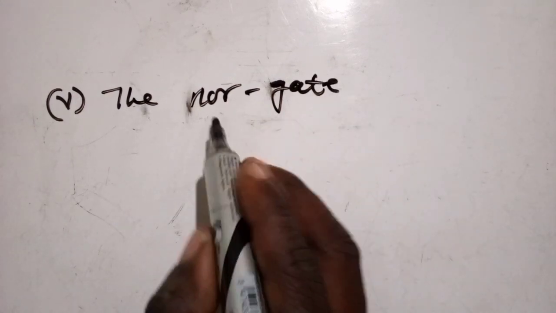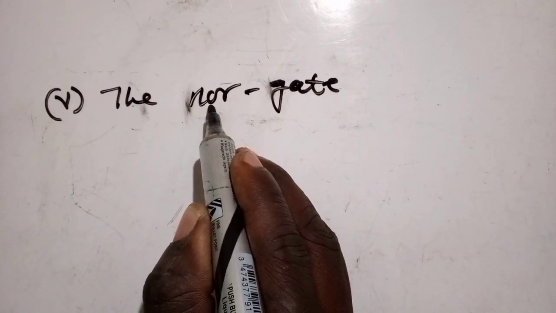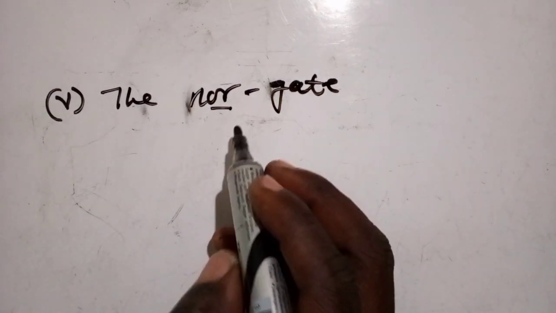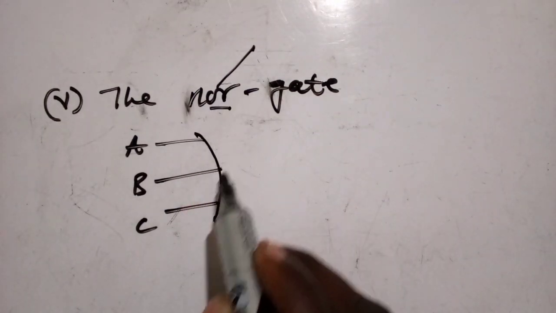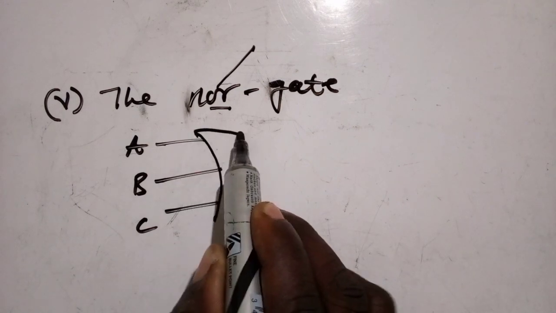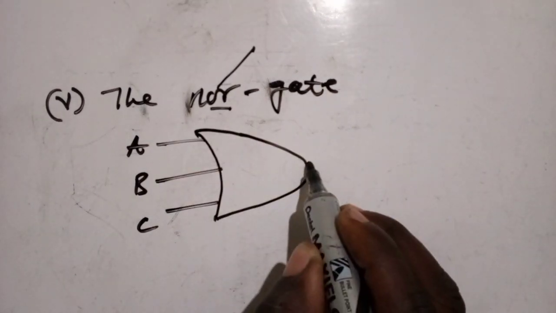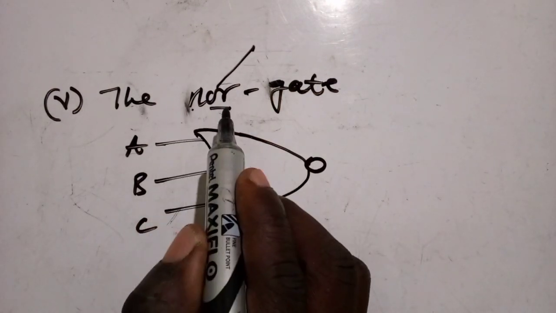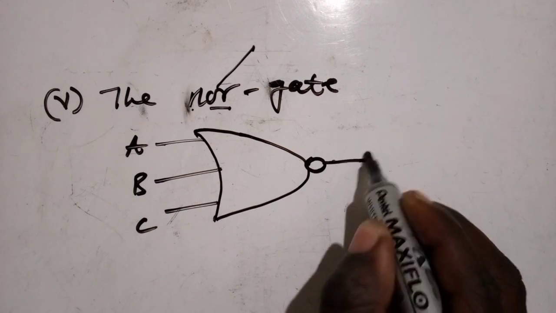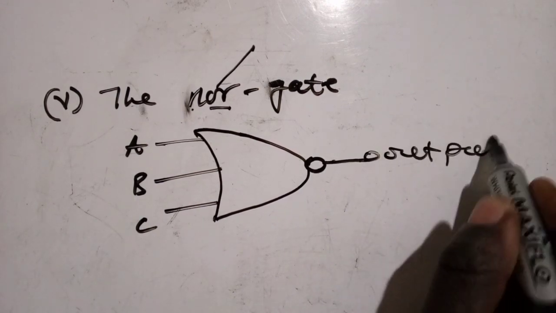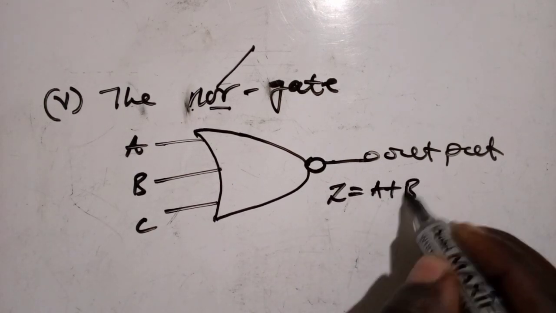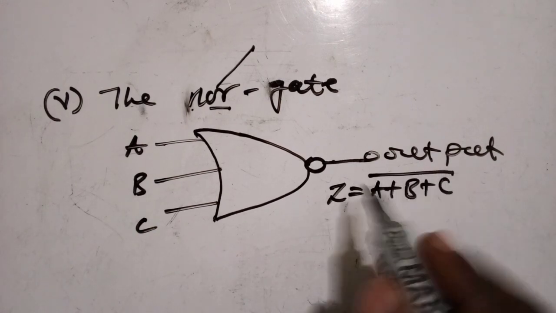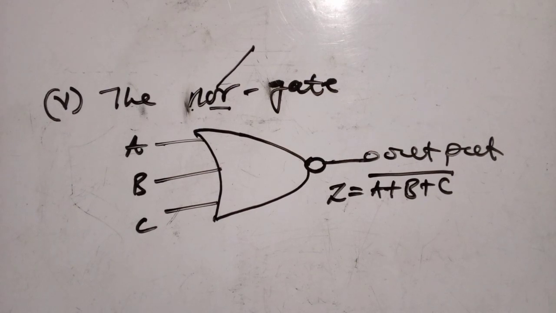NOR gate. The NOR gate is a combination of NOT and OR gate. So how does the diagram look? We follow the symbol for the OR gate, which is going to be like this one, then here with a NOT, because it is a NOR gate, and this is our output here. Then our output is Z equals A plus B plus C with a bar, because it is a NOR gate. So now let's look into one of the examples.